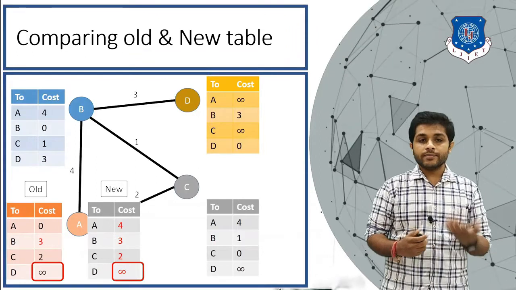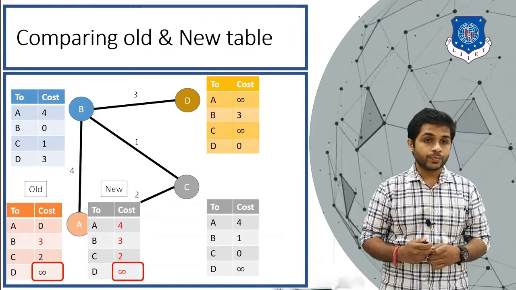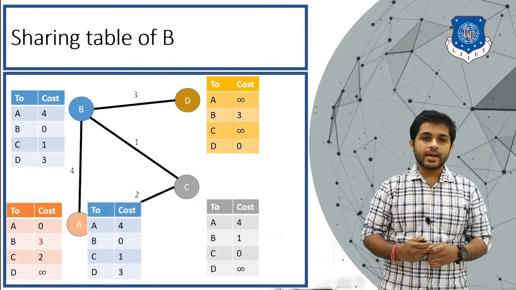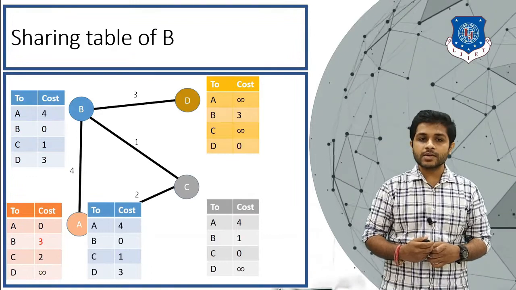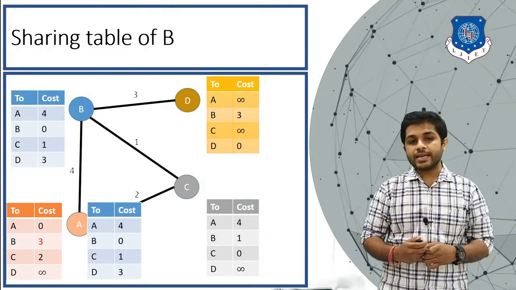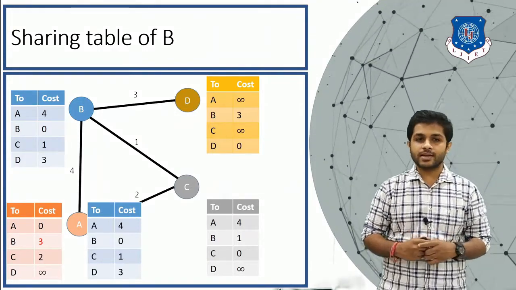Now A will receive the table from device B too. After receiving B's table, A will add 4 to each and every entry of device B's table. What is the reason behind that?